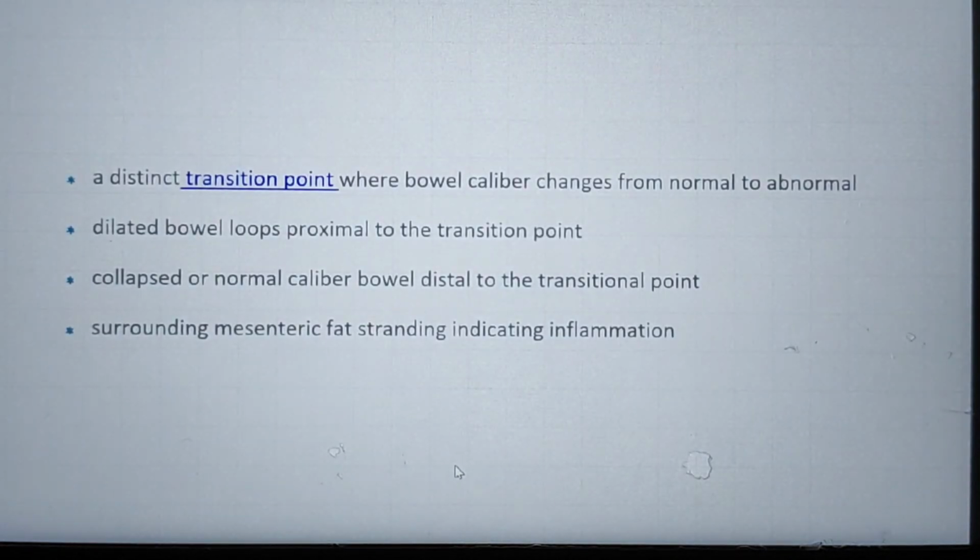Okay. As for CT scan, we can see a distinct transition point where the bowel caliber changes from normal to abnormal, and the dilated bowel loops proximal to the transition point. The bowel might also be collapsed or of normal caliber distal to the transition point, and the surrounding mesenteric fat stranding indicates there is inflammation.